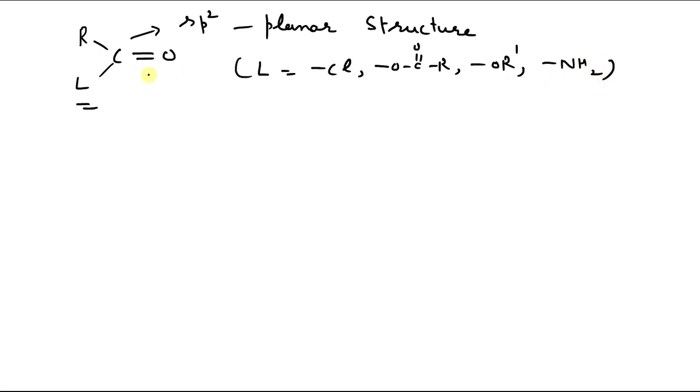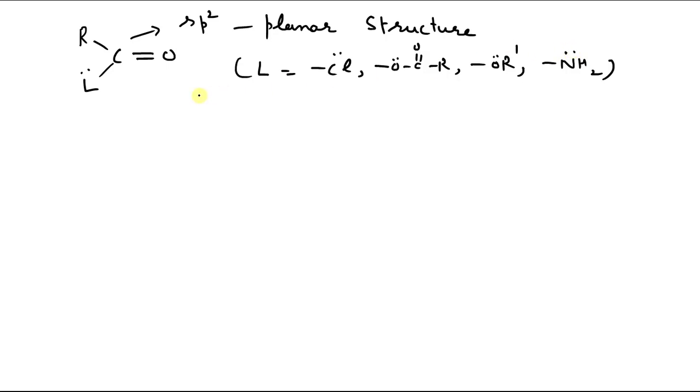Now I will represent all these things generally by L, because here we are discussing general reactions. When we discuss their chemical properties specifically, then we will discuss them in detail. All these atoms have a lone pair, so I will just represent that it has a lone pair of electrons on itself.